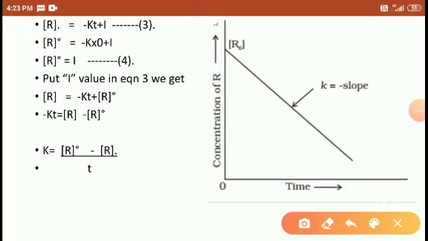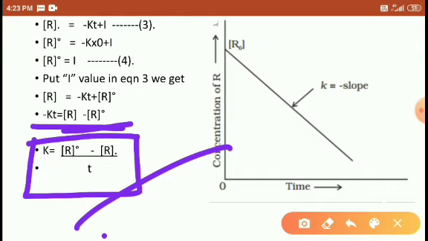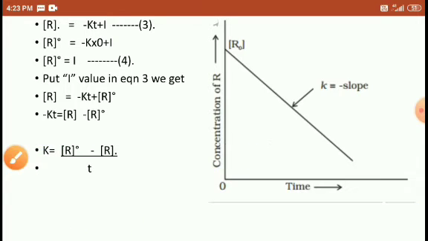If we rearrange this equation again, it becomes k is equal to R naught minus R, the whole divided by t. So this is the integrated zero order reaction, students. The zero order reaction is expressed mathematically as k is equal to R naught minus R by t, right students? So this is the graph, students.